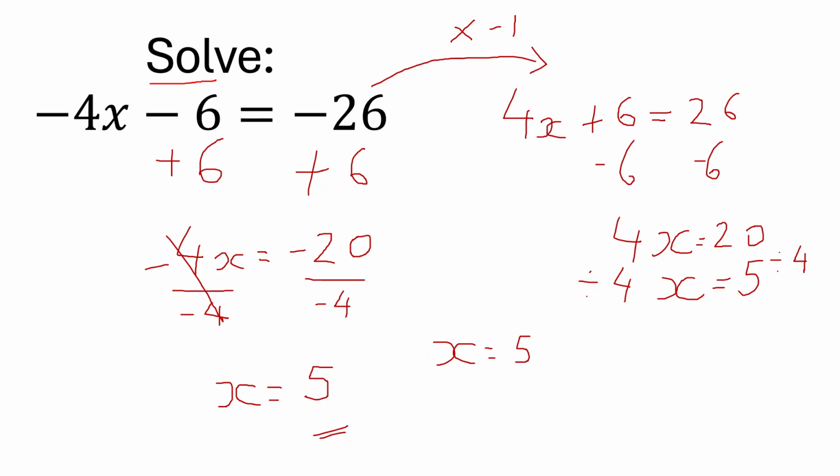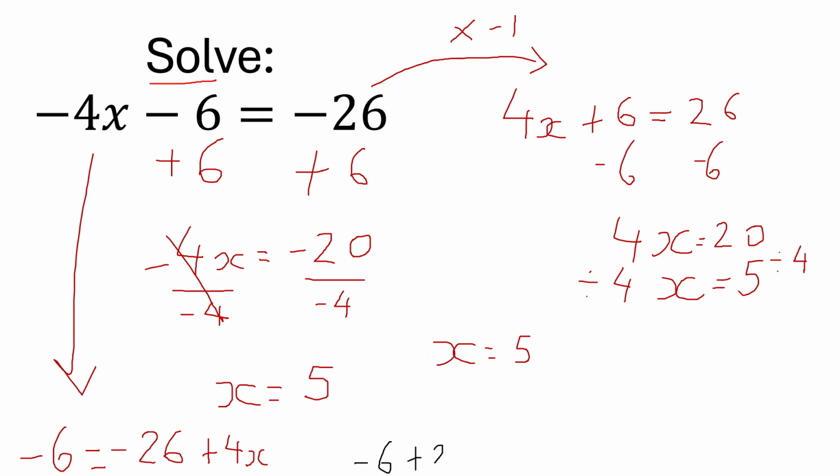But another way, if that's too confusing, is essentially add 4x to both sides, so you have minus 6 is equal to minus 26 plus 4x. Adding 26 to both sides, we get minus 6 plus 26 is equal to 4x. That is the same as doing 26 minus 6, which makes 20. So 20 is equal to 4x. Dividing both sides by 4, guys, we get 5 is equal to x, or x is equal to 5.